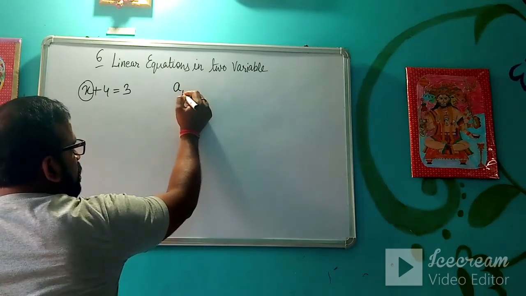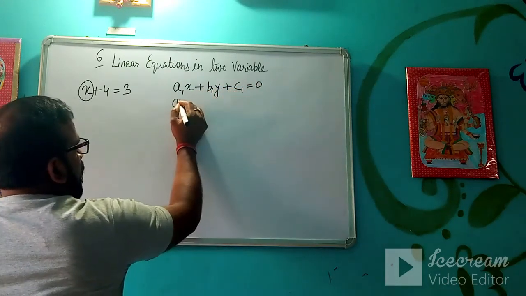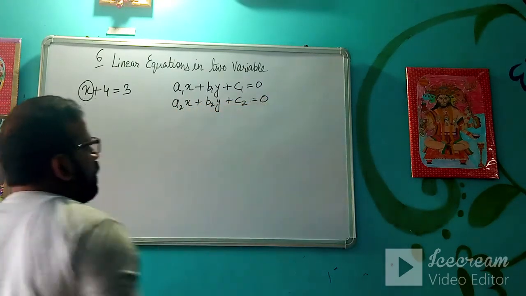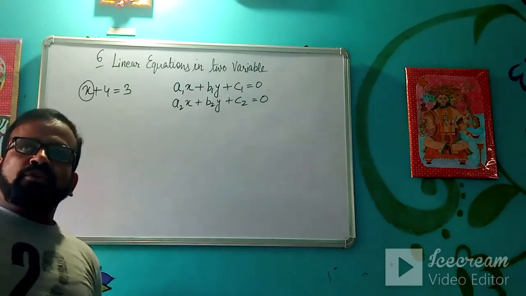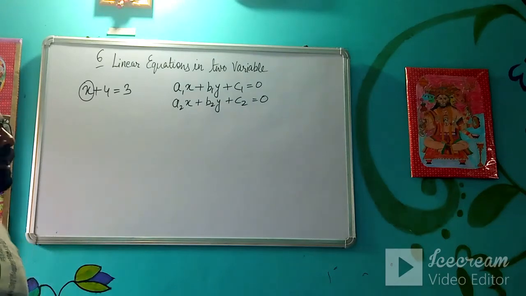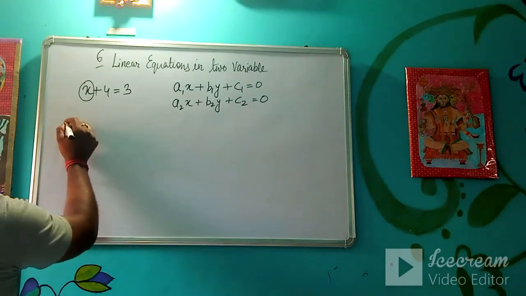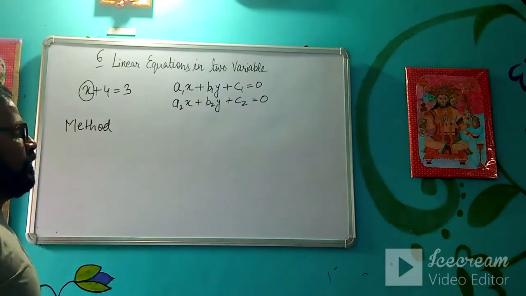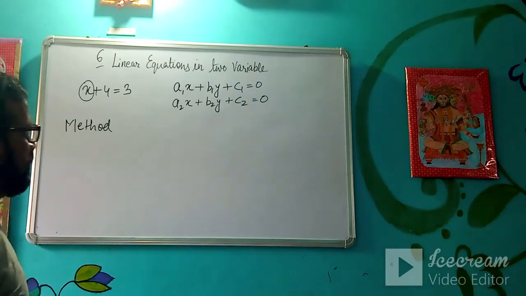Suppose we have two equations, a1x plus b1y plus c1 is equal to 0 and a2x plus b2y plus c2 is equal to 0. In these equations we have two unknowns, that is x and y. So in order to find these two unknowns we need at least two equations. Now how do we find the value of x and y? There are various methods to find the value of x and y, or to solve the two linear equations simultaneously. In this chapter we will discuss three methods.